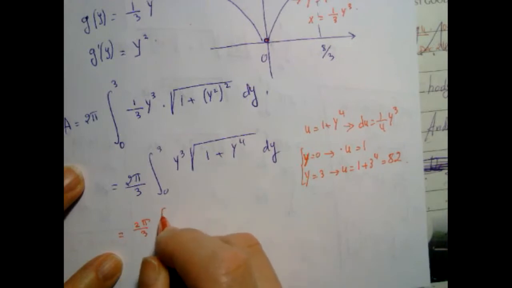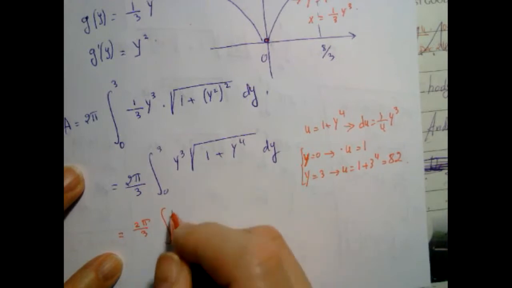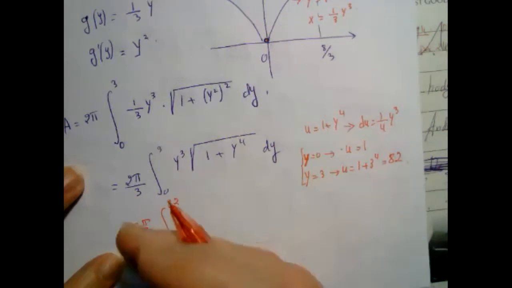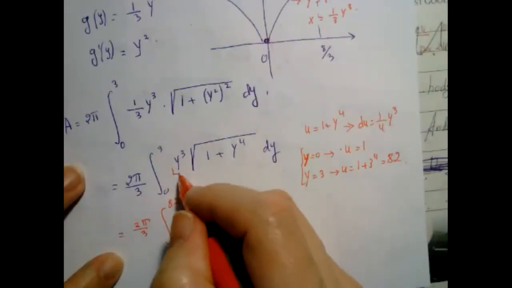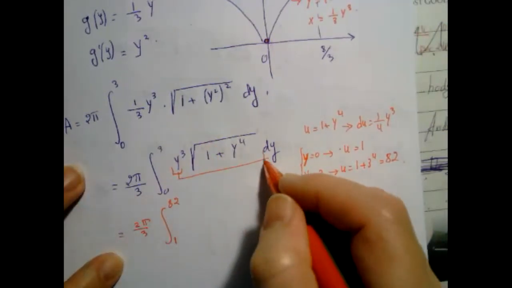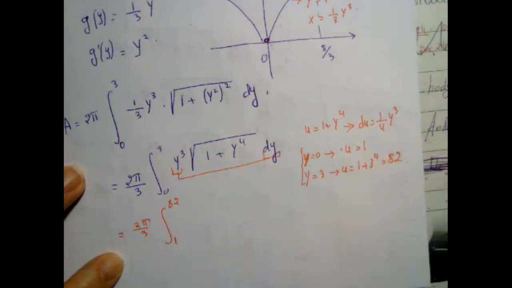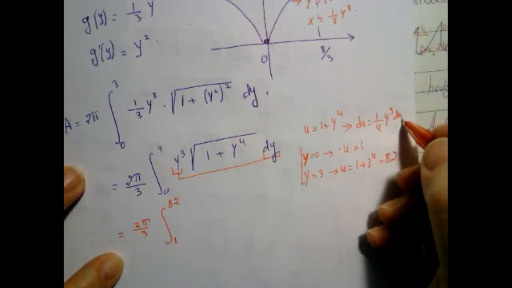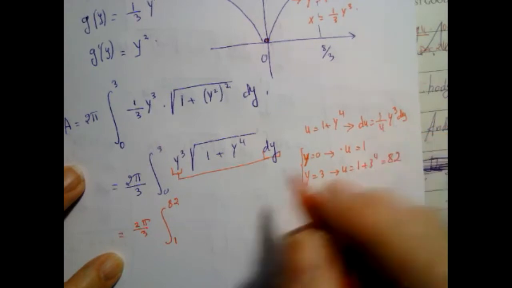Now I changed my limits. I have a whole new integral in u. I don't worry about y anymore. We have y cubed dy, so y cubed dy is going to be du over 4.